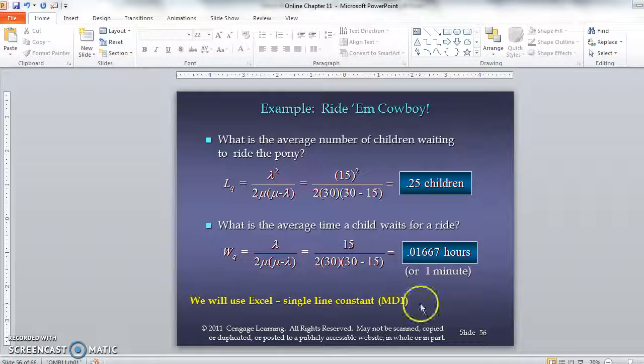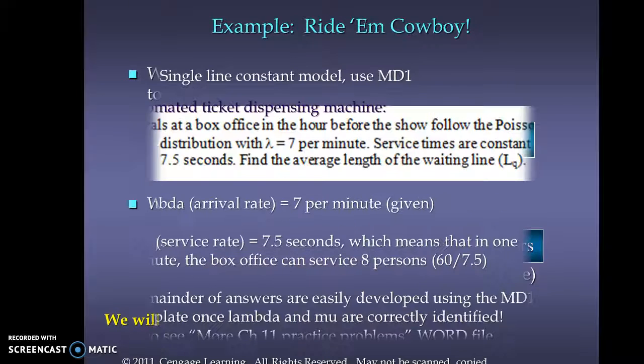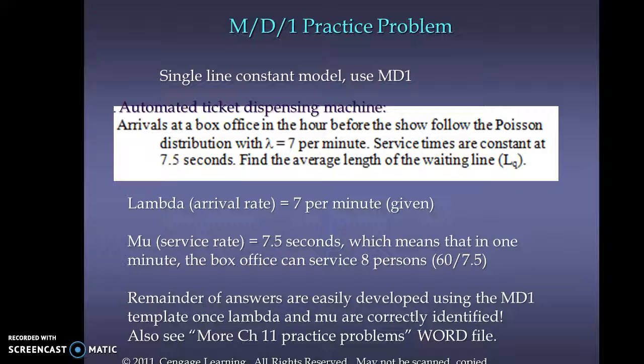So how would we calculate some of the other values in terms of waiting, and so on? You can use these types of formulas, or you can use Excel using the single line constant MD1 template, and it's a lot easier. So I will ask you some questions using this template, but it's pretty straightforward once you plug in the values. So here's a practice problem. Again, the answer is also out online.